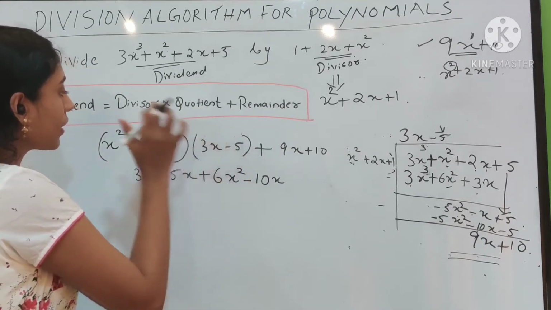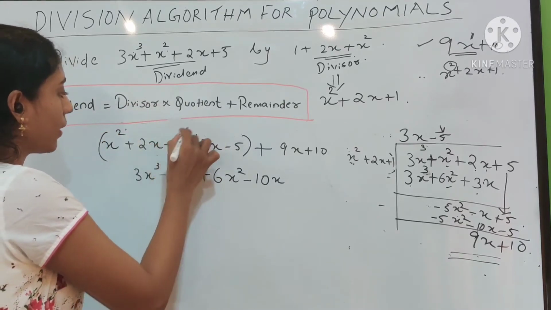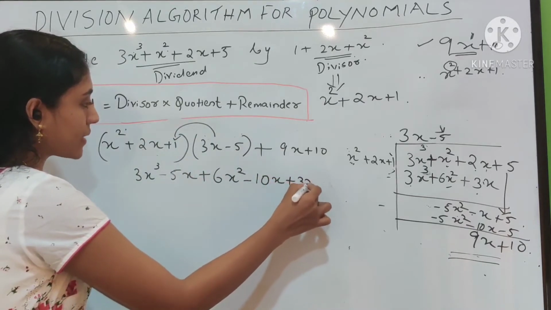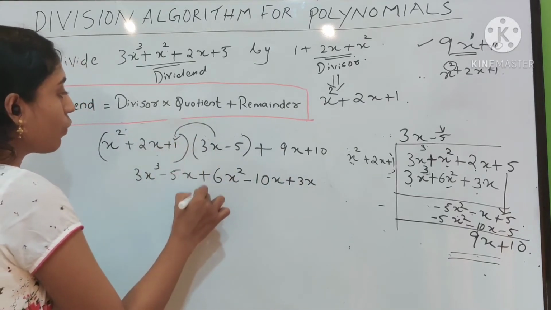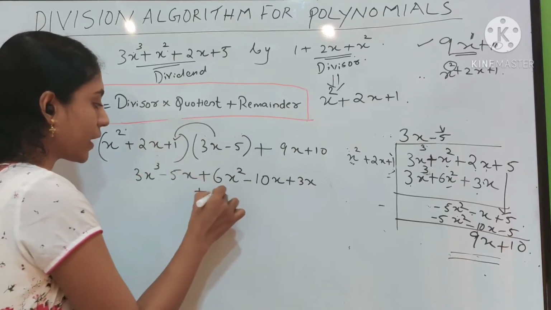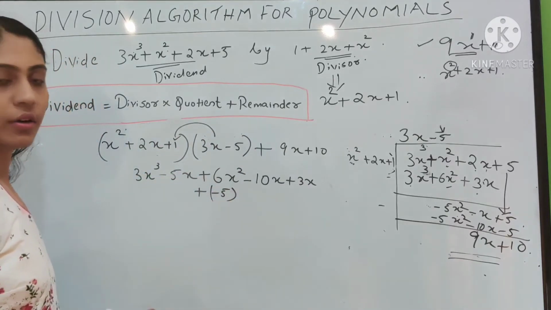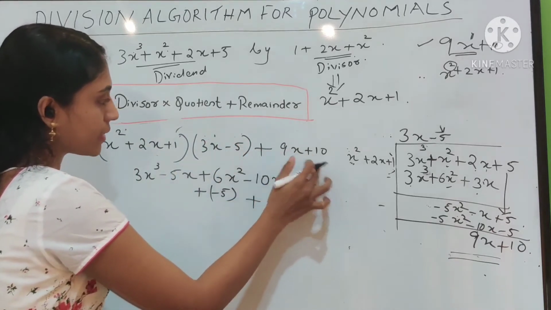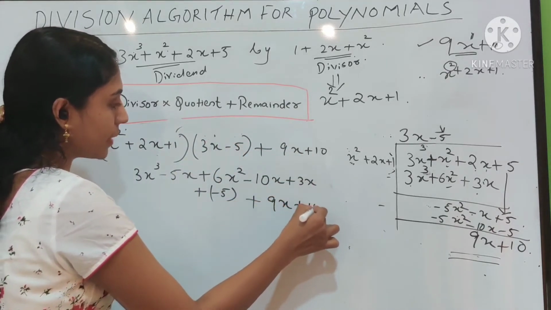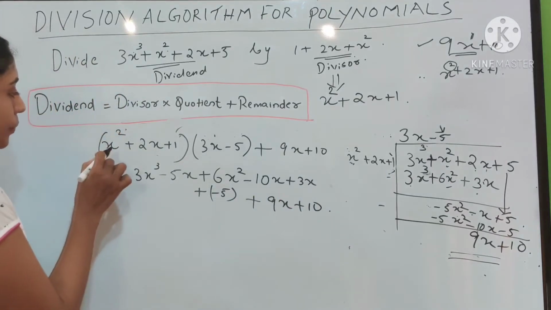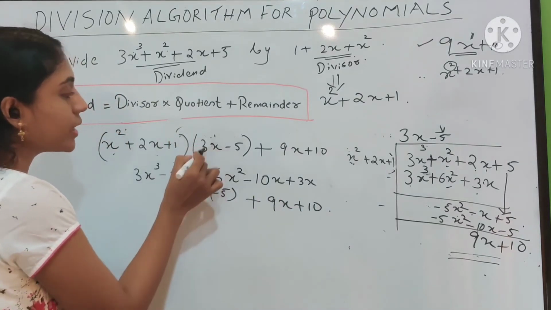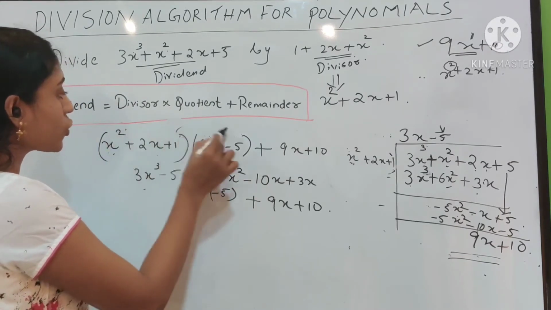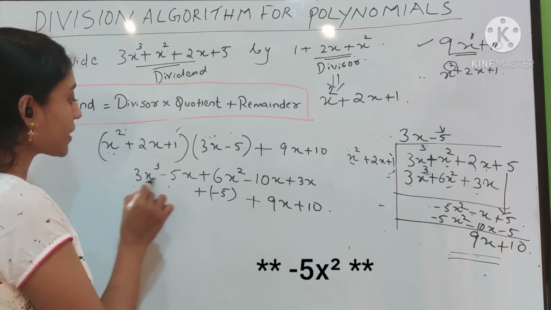Now take the third term of the divisor, and what is that? 1. Okay. So 1 into 3x, plus 3x. Plus 1 into minus 5, it is minus 5. Okay, so the multiplication process is over. Then write the next term, plus 9x plus 10, that is the remainder. Understood? Once again, take the first term x square and multiply it with this term 3x minus 5. So x square into 3x, it is 3x cube. Then x square into minus 5, it is minus 5x. Say 3x cube minus 5x.